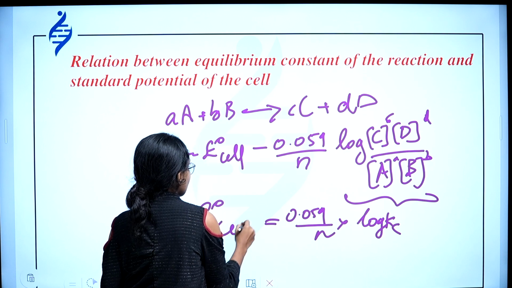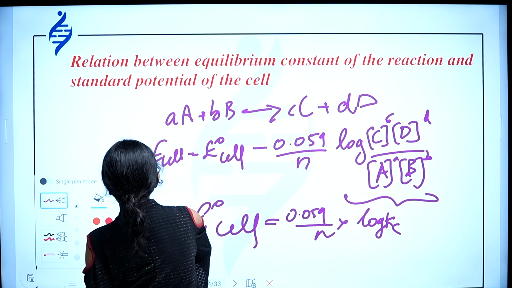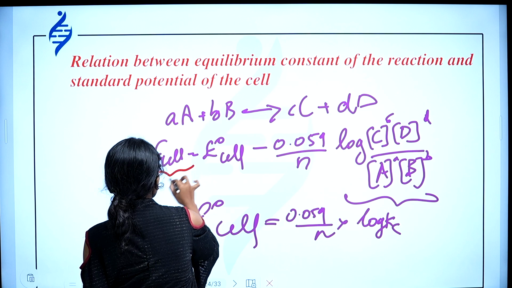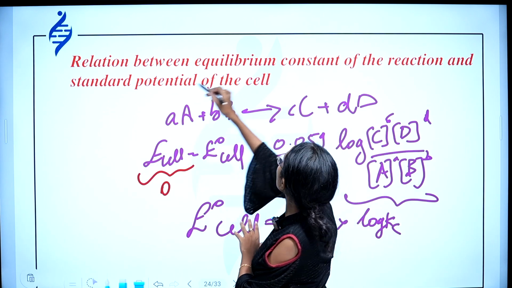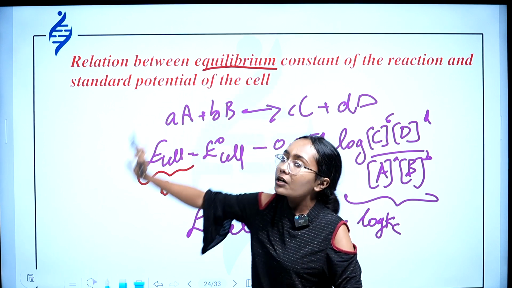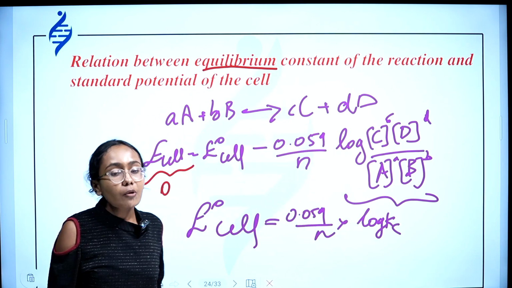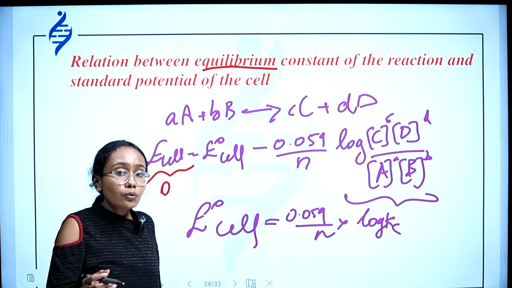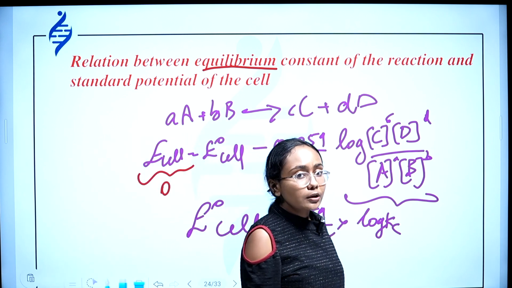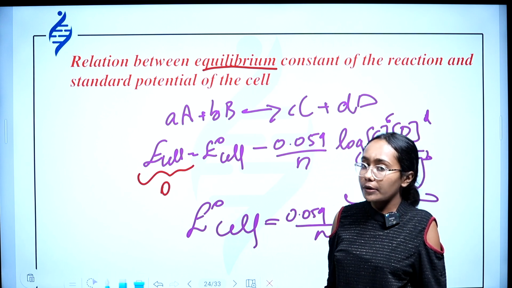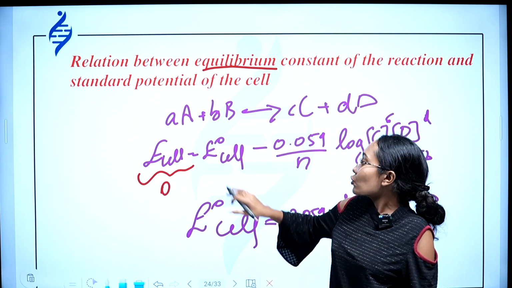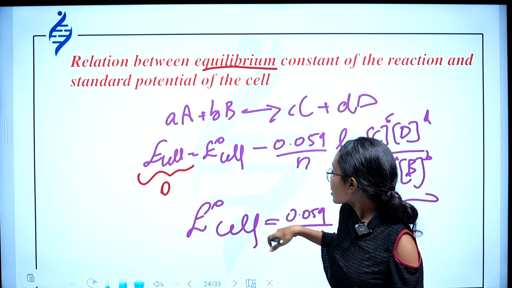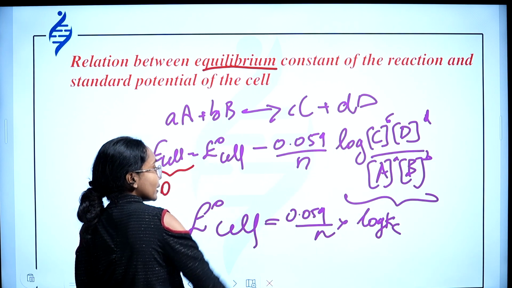E naught cell. Why is it equal to E naught cell? Here E cell equals 0, or cell potential equals 0, because the condition is equilibrium. We are taking the relationship between the equilibrium constant and the electrode potential, so the condition of the setup will be in equilibrium. In equilibrium, there is no net flow of electrons or current, and the reaction won't take place. So the cell potential equals 0, and E naught cell equals 0.059 by n log Kc. Hope the equation is clear.